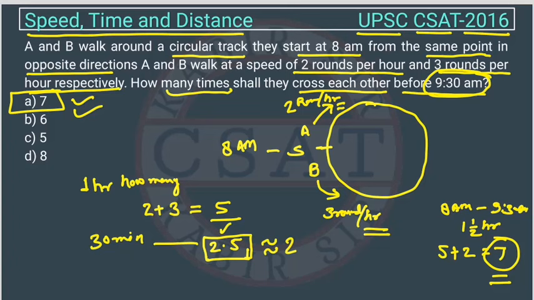Okay, so this was an easy question. Actually, we should just know that in every round they will meet, right? So 3 plus 2 we have to do. So relative speed, right? So in an hour they will meet 5 times. Okay, if we know this concept, you can solve it in just a few seconds, less than 10 seconds, right?